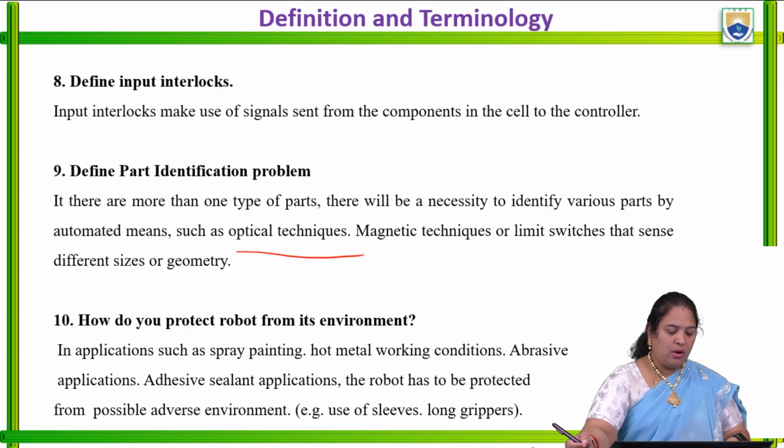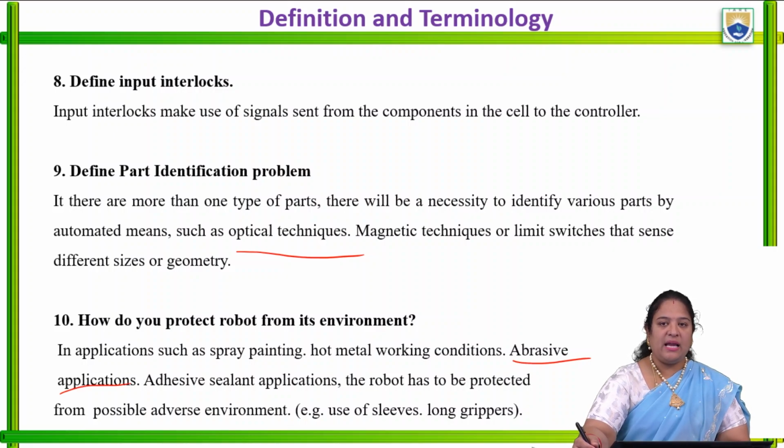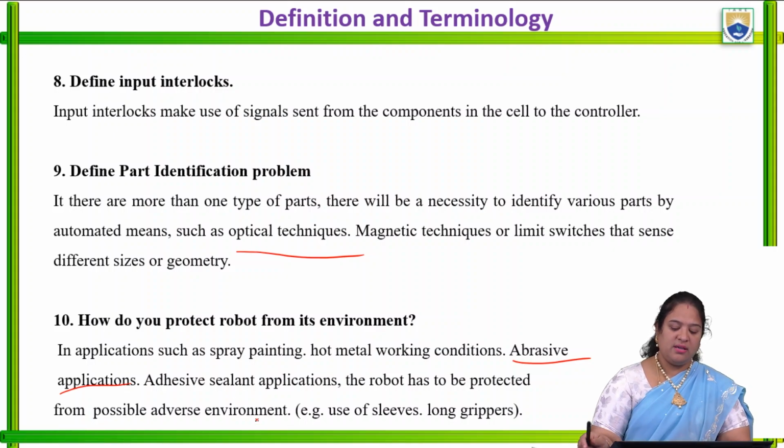Next, how do you protect robots from their environment? How are we protecting the robots from the environment? This is one type of application where spray painting and hot metal working conditions come into action. That is the abrasive application, one of the abrasive types of application where adhesive sealing application will be used for the robot to be protected from possible adverse environment. That is, when the robot is exposed to rain, or when the robot is exposed to high temperature, what happens?